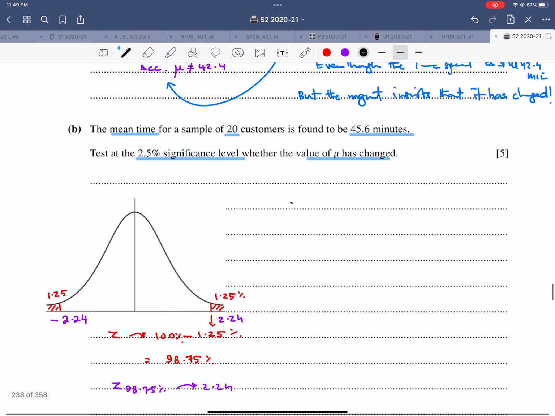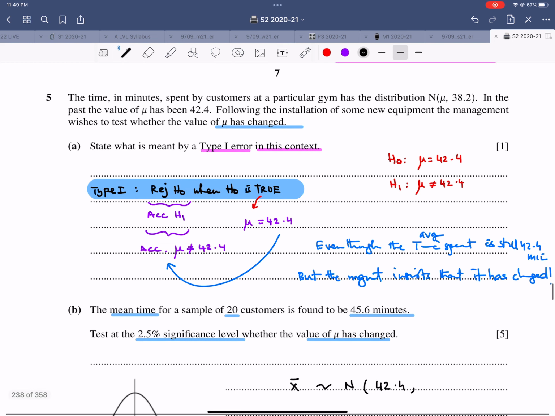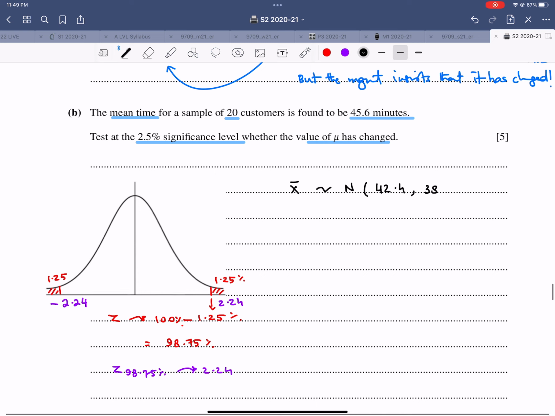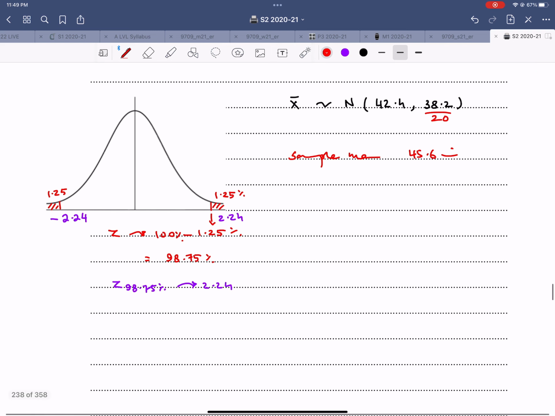This is 42.4 and the variance is 38.2. That is 38.2. And since it's a bar and we are dividing it by 20, the sample mean is 45.6 minutes, and it's a two-tail test. So since the sample value is greater than the expected value, that is the mean, we would be focusing on the upper tail.